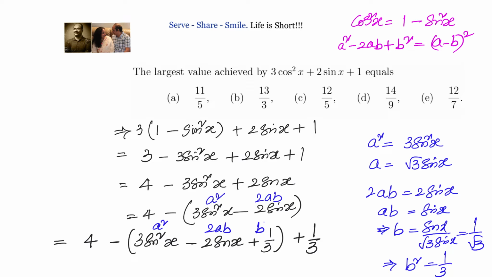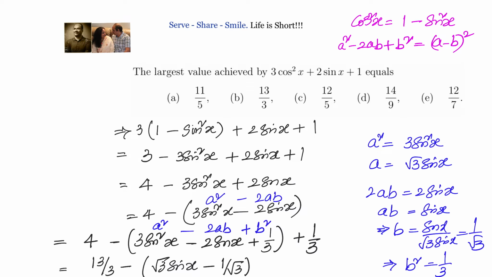So what we have in brackets now is a square minus 2ab plus b square, which can be written as a minus b whole square. So the trigonometric function, whatever is given 3 cos square x plus 2 sin x plus 1, now becomes 13 by 3 minus a minus b whole square, that is root 3 sin x minus 1 by root 3 whole square.